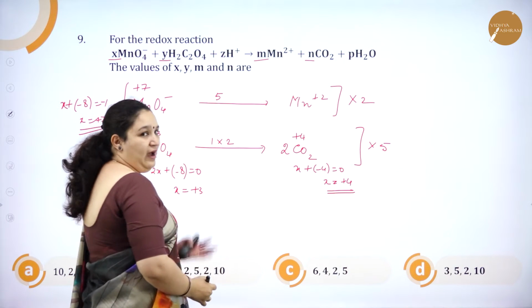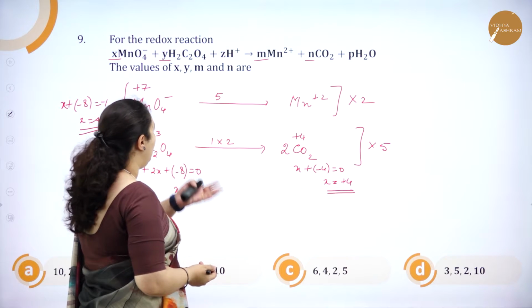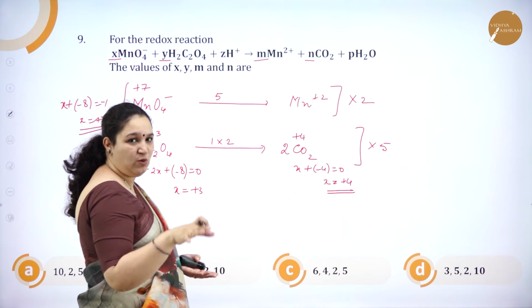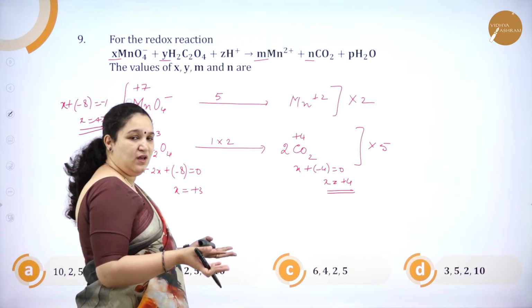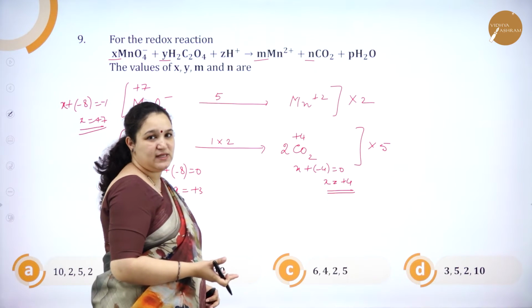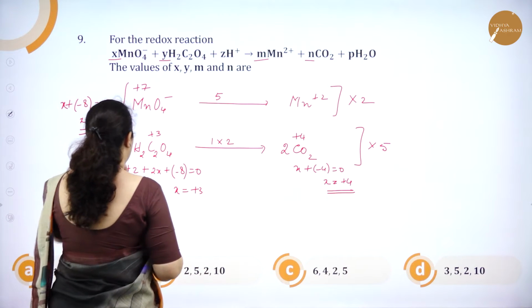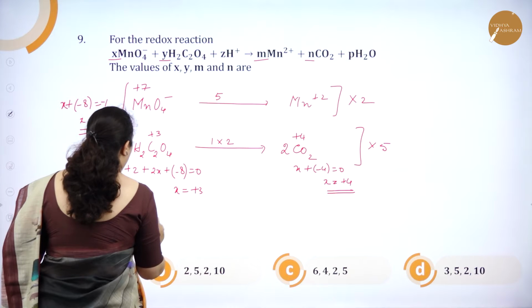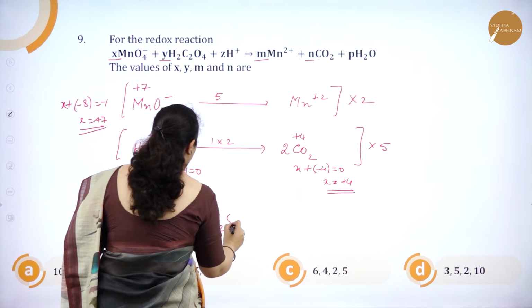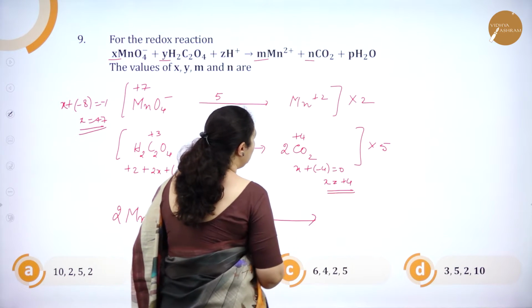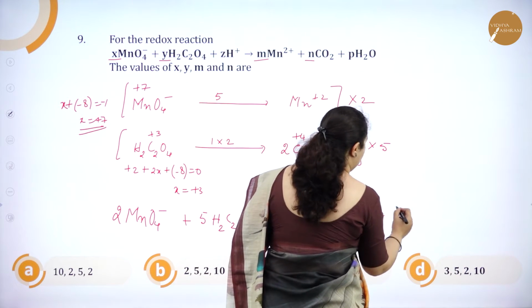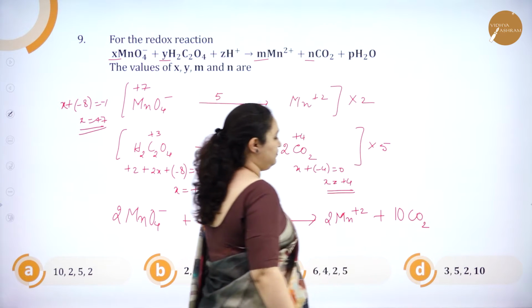Now I'll just add and write. I am not bothered about water and H plus ions because they are not asking here. Otherwise, the next step would be to balance oxygen using water and then balance hydrogen using H plus ions. As they are not asking what Z and P are, I am not doing that step. That's all. So what is the answer? It is 2 MnO4 minus plus 5 H2C2O4 to give 2 Mn plus 2 and 5 twos are 10 carbon dioxide.